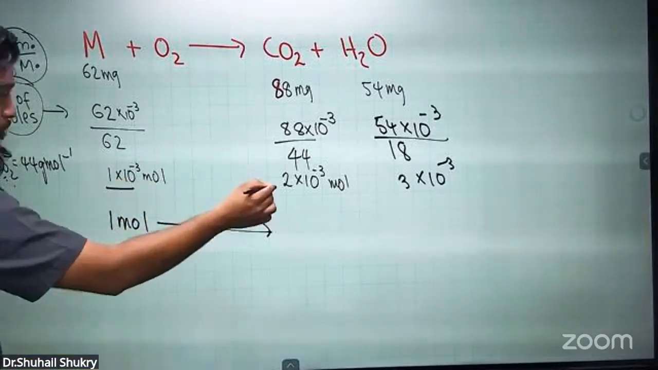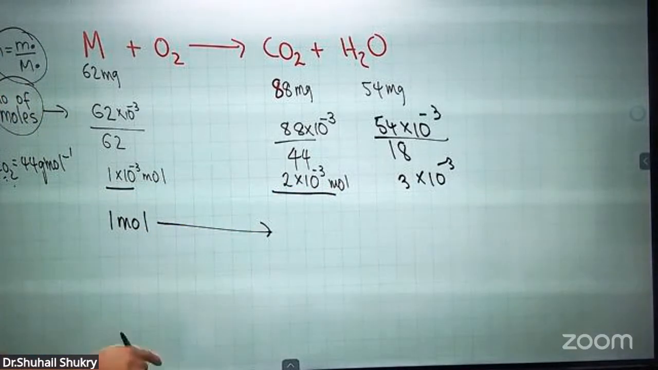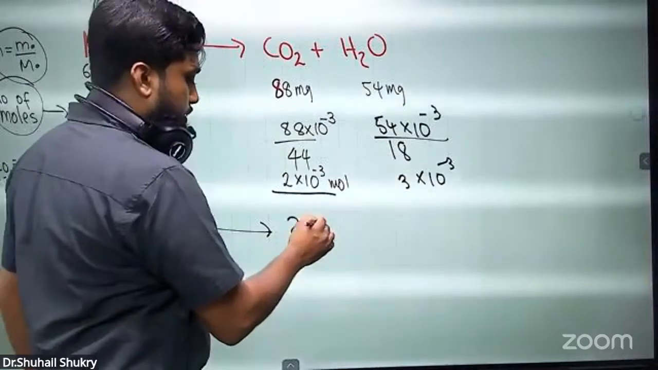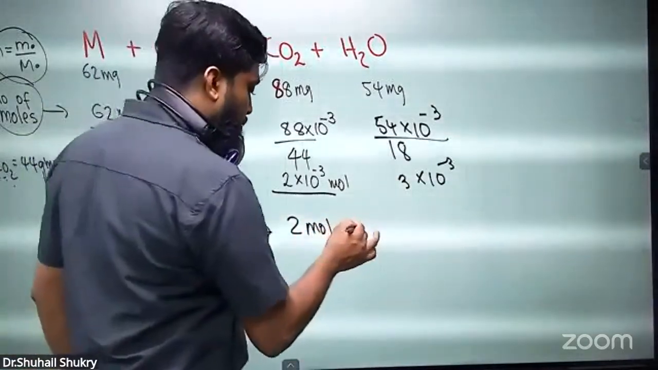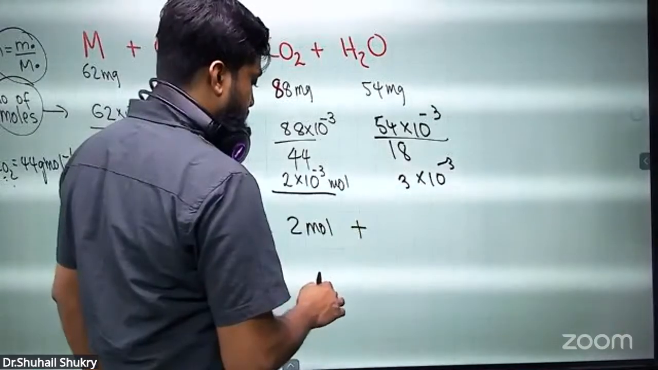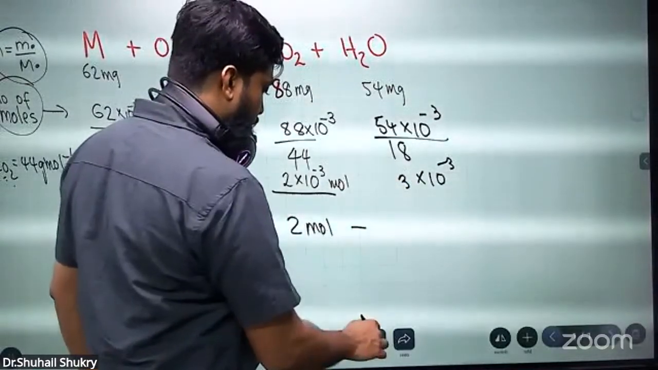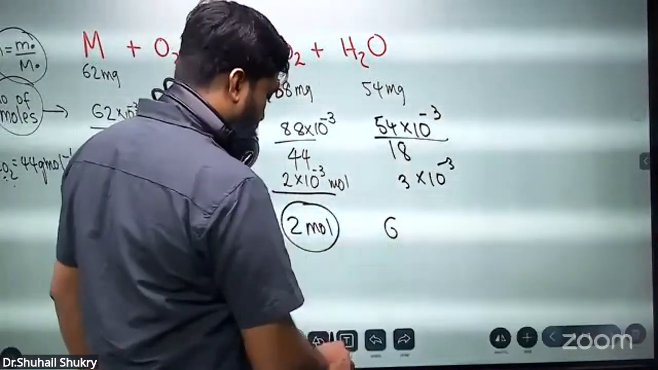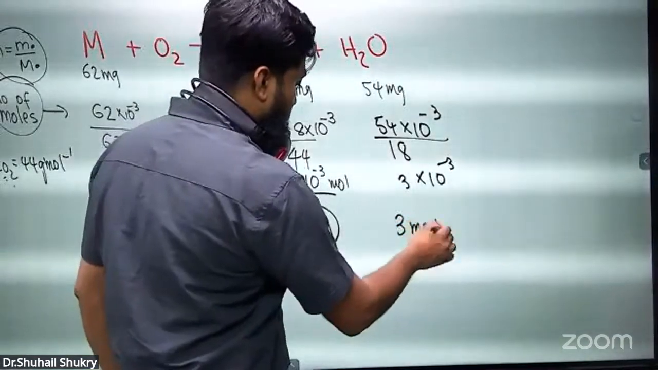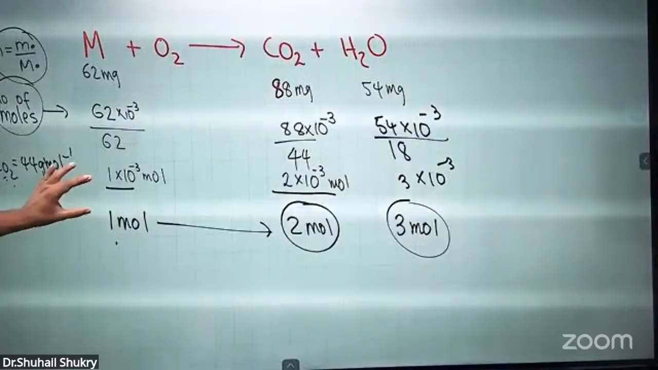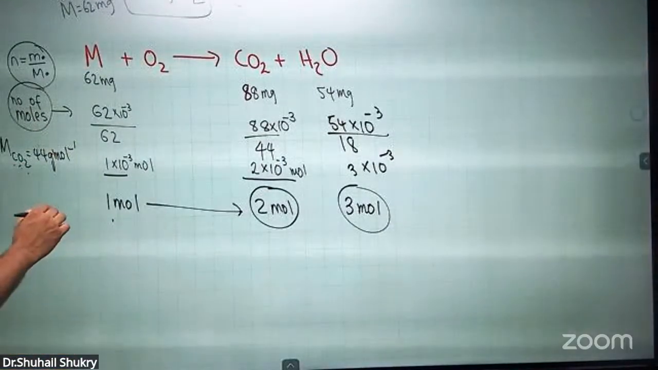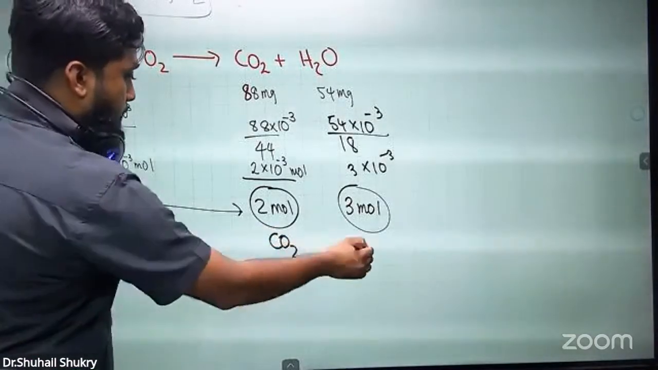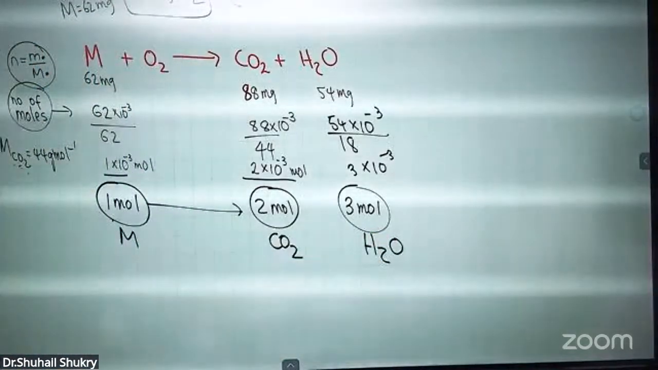This is 1 into 10 to the minus 1, this is 2 into 10 to the minus 3. Then from 1 mole of capital M, how many moles of CO2 will you get? 2 moles of CO2 you should get. And how many moles of water? You should get 3 moles of water. From 1 mole of this one, you should get CO2 2 moles and water 3 moles. Can you understand that? Again, when you're doing this question, you have to understand that from 1 mole of M, you get CO2 2 moles, you get water 3 moles.